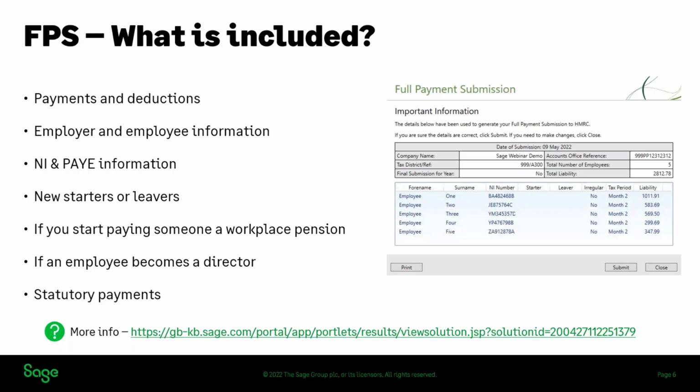So what I'm going to do now is we'll jump into the program and we'll go through and demonstrate sending an FPS, and we'll have a look at how it works in the program. Once I've sent one, I'll then try and send another one just to show you what pops up if you do try to send two in the same tax period.